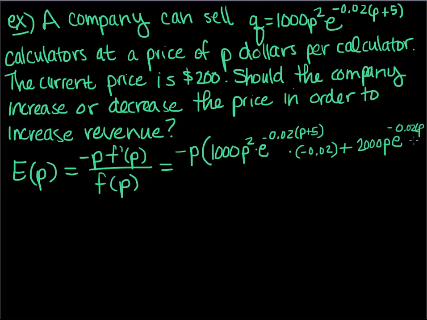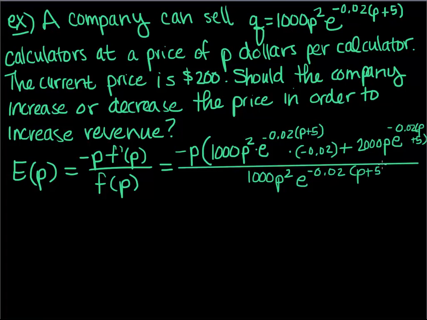Times P plus 5. Darn it, sorry about that. All over F of P. So I just rewrite this. We can't cancel the one. Well, we actually will bring the 1,000 out. E to the negative 0.02 times P plus 5. This guy actually turns out to be really, really nice.